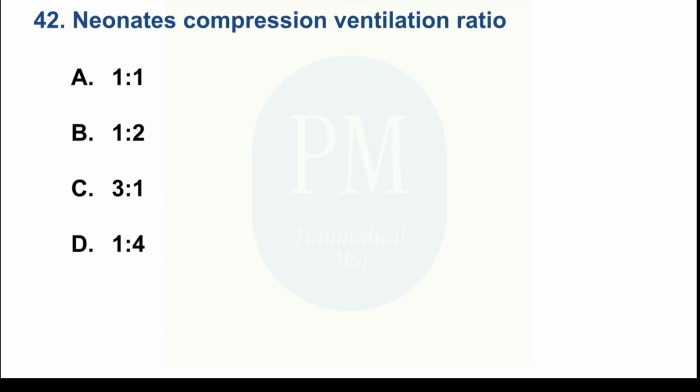Neonates compression ventilation ratio? Option A 1:1, option B 1:2, option C 3:1, option D 1:4. The correct option is option C 3:1.